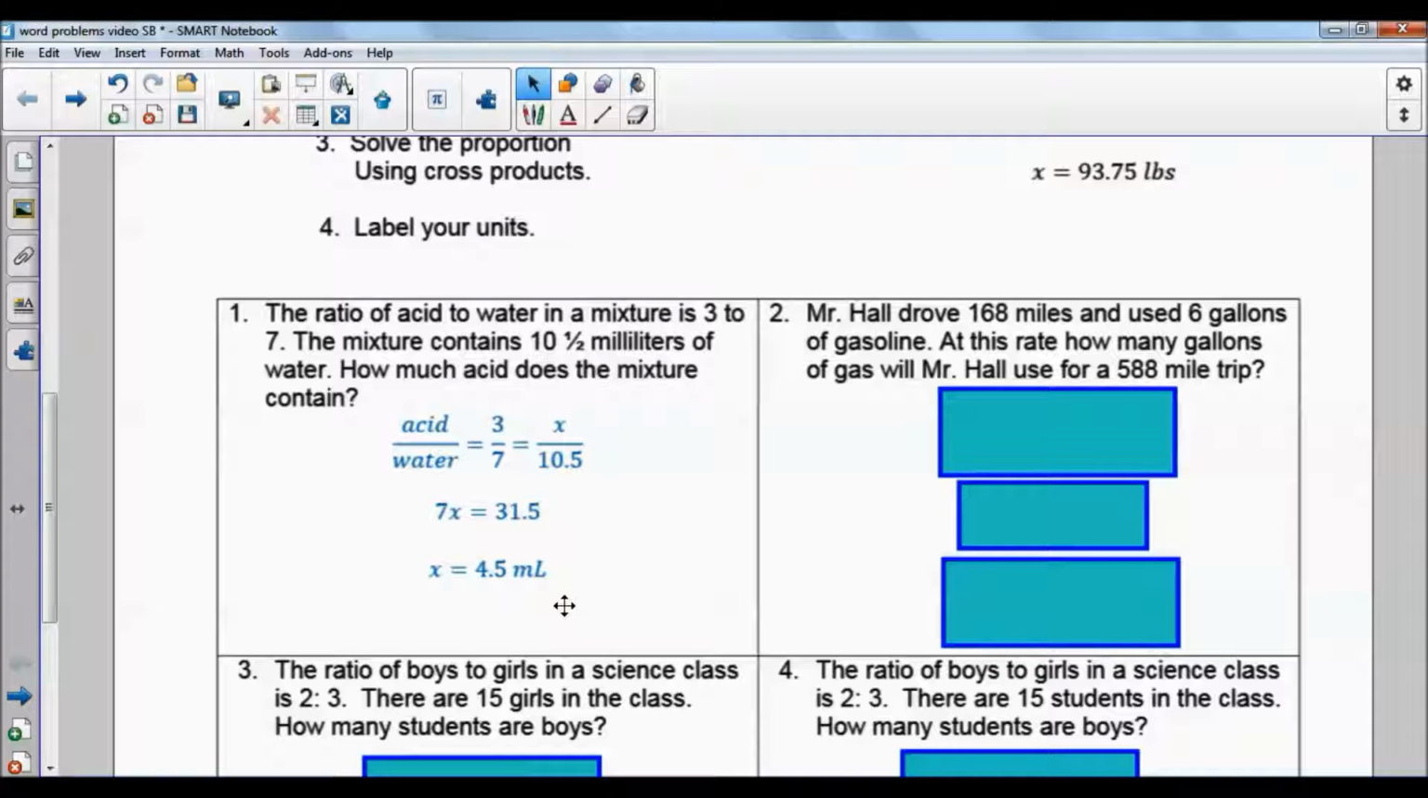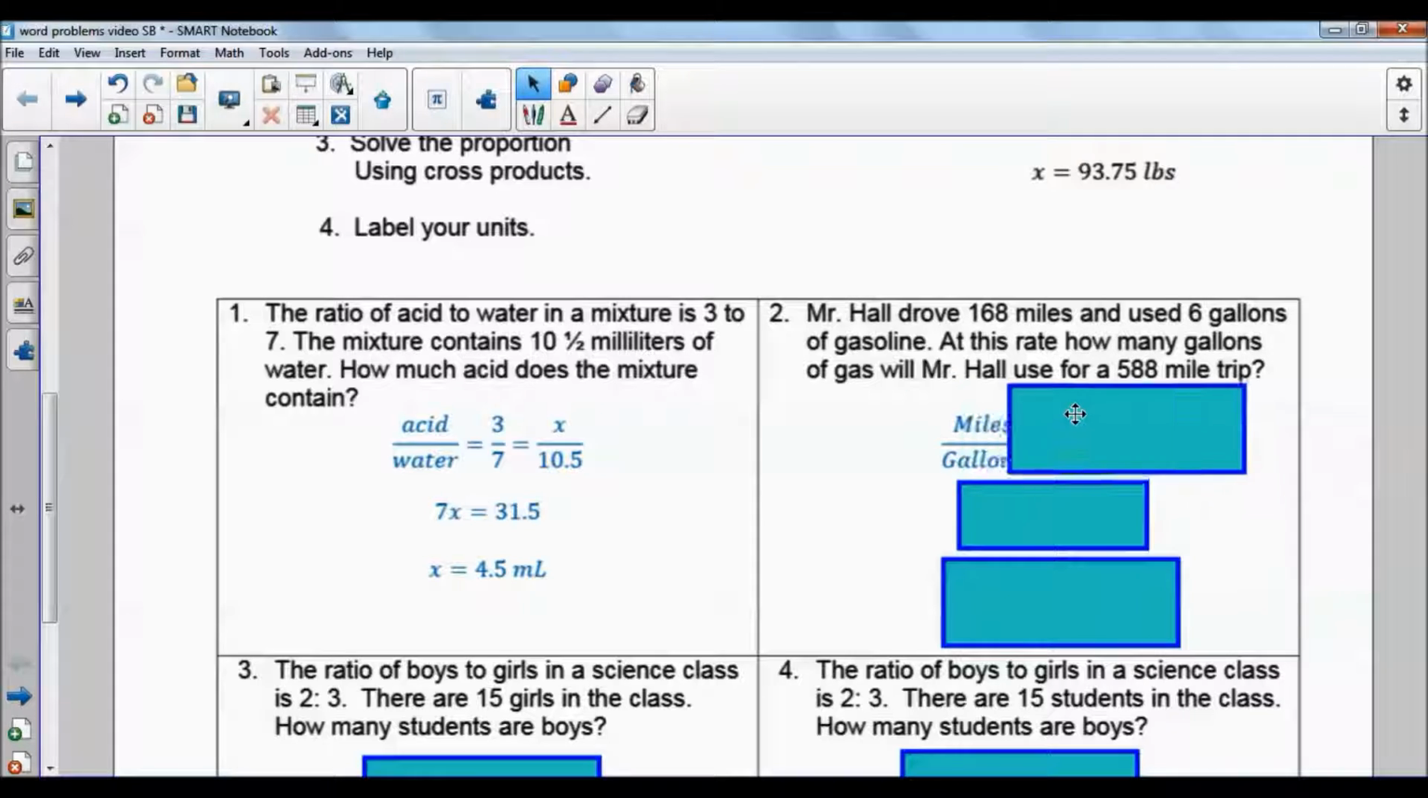Okay, number 2. Mr. Hall drove 168 miles and used 6 gallons of gasoline. At this rate, how many gallons of gas will Mr. Hall use for a 588-mile trip? Okay, so the two things we're comparing here are miles and gallons.